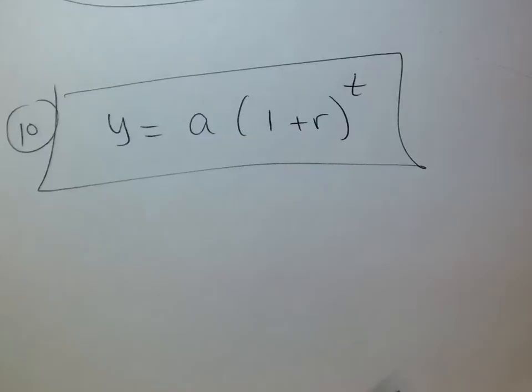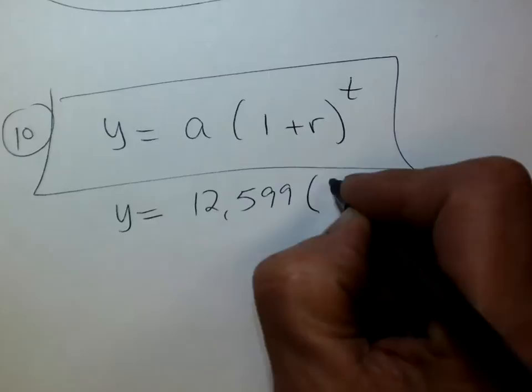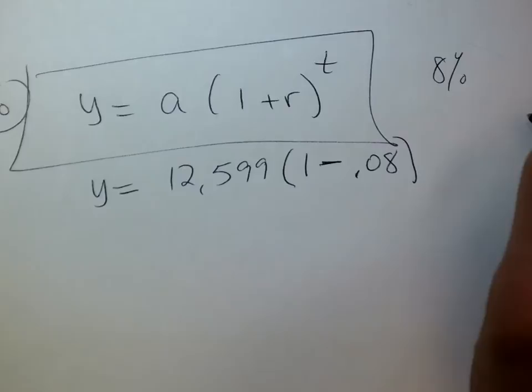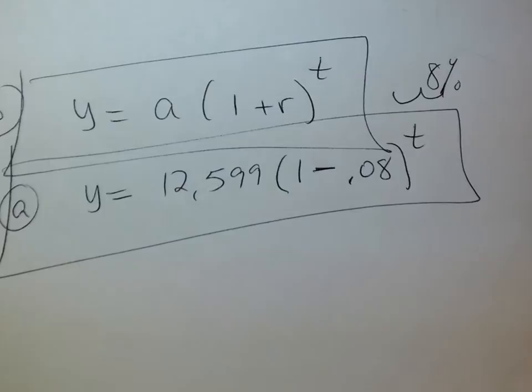So it depreciates, okay, so y equals, the car is worth $12,599. It depreciates, so I'm going to go minus 0.08, because 8% is not 0.8. Move the decimal, 1 minus 0.08 to the t, okay? So, write a function. There's a, there's my function.